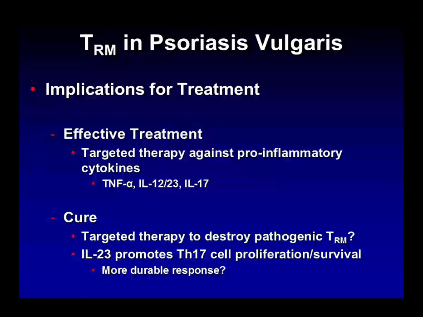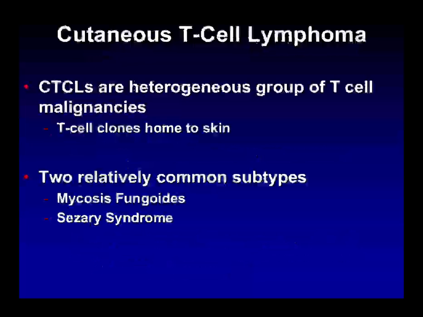But this idea raises an important question. Has there ever been a disease where by targeting the pathogenic memory T cell, there has been efficacy in treatment? And the answer is yes. Cutaneous T-cell lymphomas are a heterogeneous group of T-cell lymphomas that are characterized by malignant T cells that express skin homing markers. So these malignant cells accumulate and proliferate in the skin.